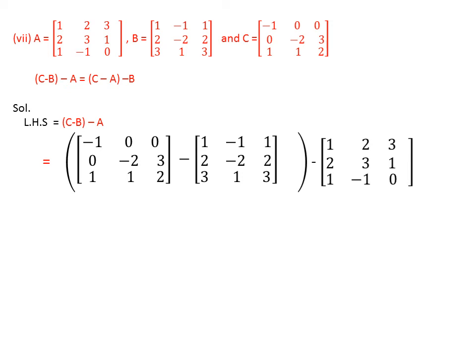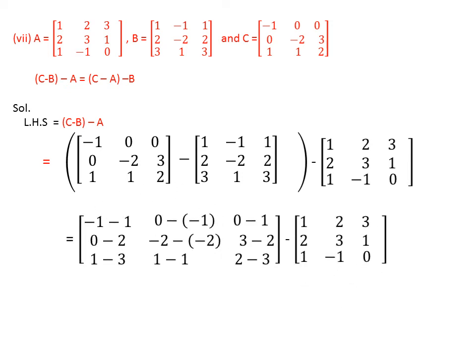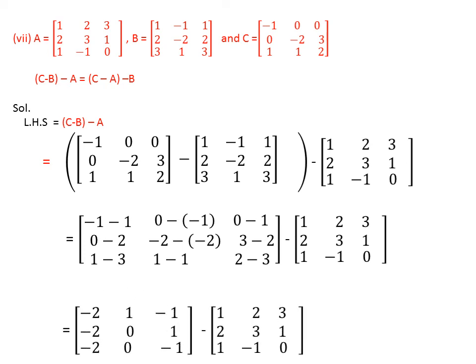Corresponding elements of both these matrices are subtracted. For this we can write minus 1 minus 1, 0 minus minus 1, 0 minus 1, 0 minus 2, minus 2 minus minus 2, 3 minus 2, and in the last row we will write 1 minus 3, 1 minus 1 and 2 minus 3. Minus, we write the third matrix as it is. By solving this matrix we can write minus 2, 1, minus 1, minus 2, 0, 1, minus 2, 0 and minus 1. Minus, the last matrix is written as it is.